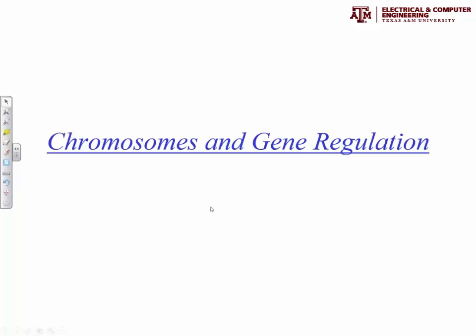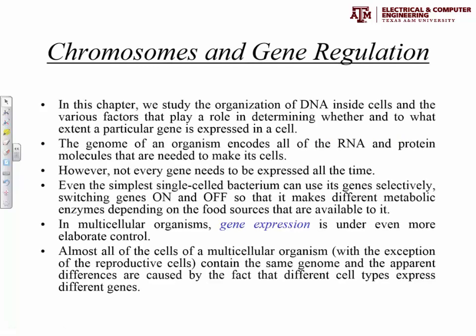Okay, so this chapter we'll talk about chromosomes and gene regulation. That's about how the DNA in the cells is organized. In this chapter, we study the organization of DNA inside cells and the various factors that play a role in determining whether and to what extent a particular gene is expressed in a cell. Again, remember, a gene being expressed means the corresponding stretch of DNA is getting copied into RNA. Transcription is taking place.